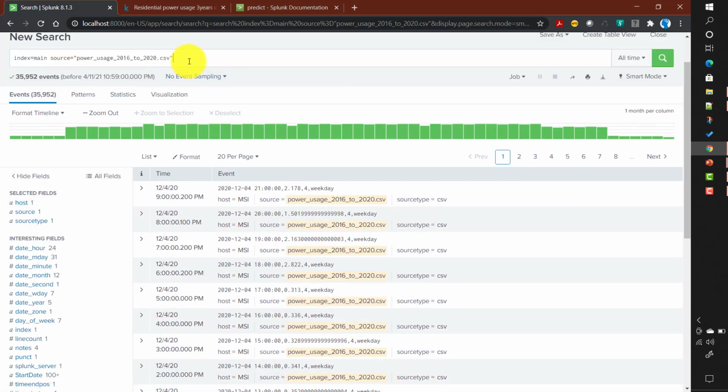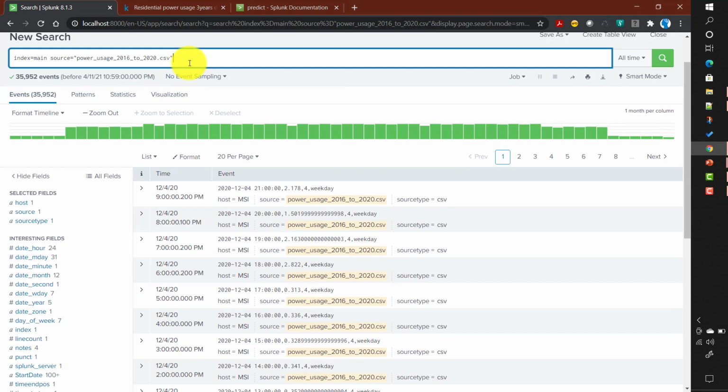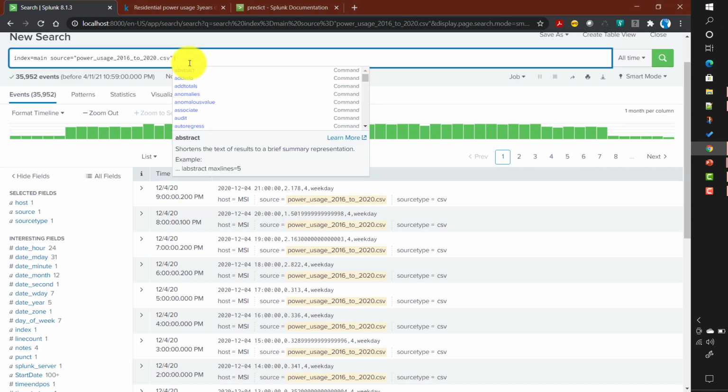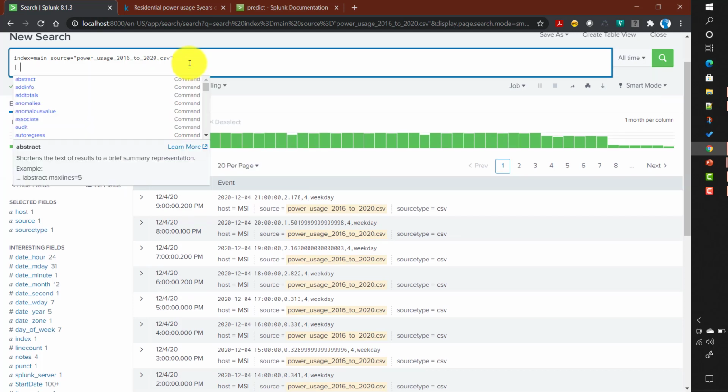Now for the predict command, as it is time series data, the first thing you need to understand is that you need to convert your data into time series data first, okay? And the only way we can do it is using a time chart. So the first thing we'll be doing is using a time chart over here.